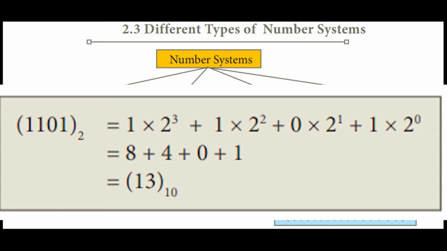Anything power 0 is 1. You know that, right? So here anything power 0 will be 1. Anything power 1 is that same number. And 2 power 2 means it is 2 into 2, so the value is 4. 2 power 3 means 2 into 2, 4; 4 into 2, 8. Right? So here the value is 8 plus 4 plus 0 plus 1, so the value is 13. So when you are converting this 1101 to a decimal number, the value will be 13.